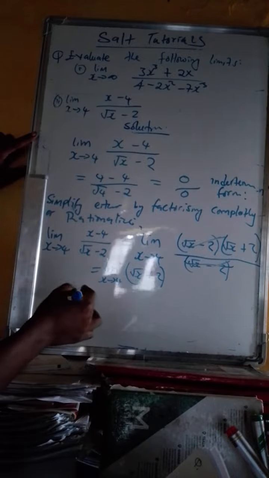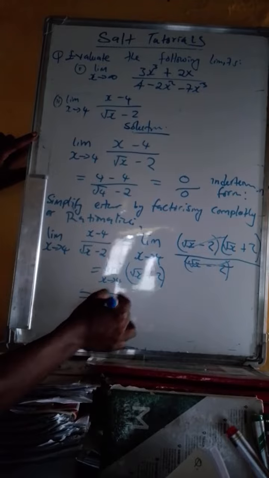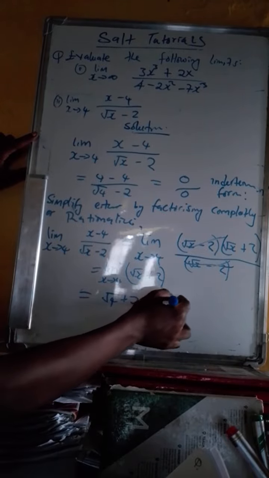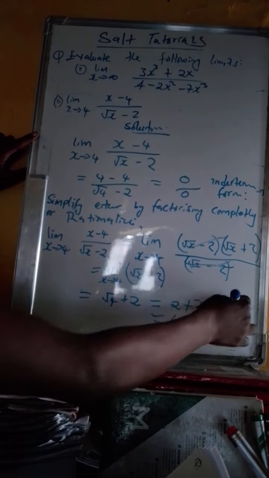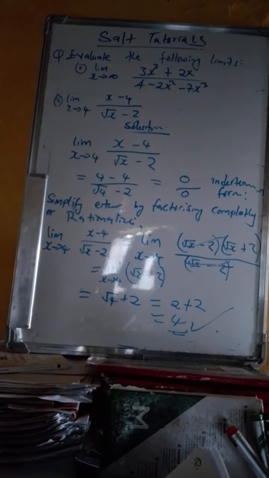We can now punch in 4. Then we're going to have the root of 4 plus 2 equal to 2 plus 2, which is equal to a 4. And this is your limit. You have solved the equation without any challenges and any difficulties. Thank you very much. Let's see you in the next video.